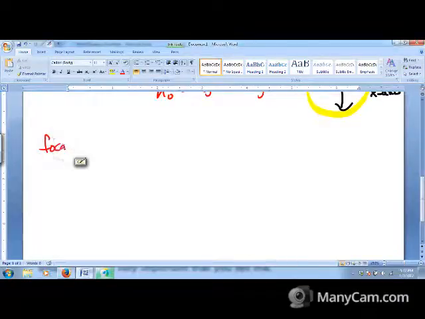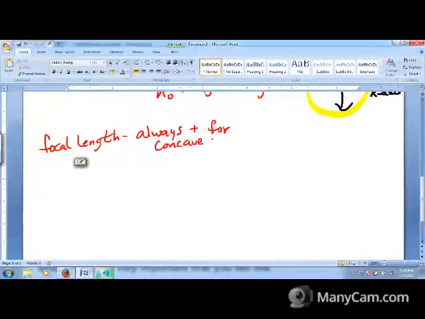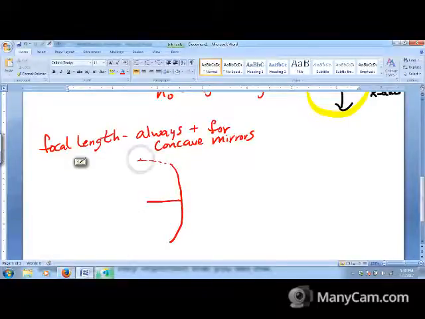Okay, let's talk about the focal length. The focal length for concave mirrors is just always positive. Now we're going to talk about another mirror type called convex. But here's a concave mirror, and I like to think about this as kind of like a cave. That's how I remember it: cave, concave. This looks like a cave. And if it's inside the cave, it's positive.